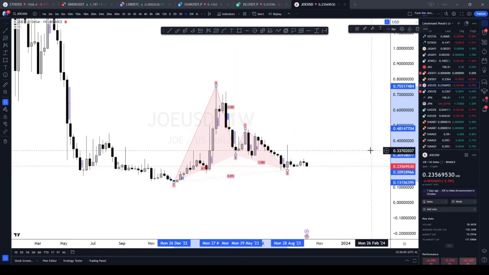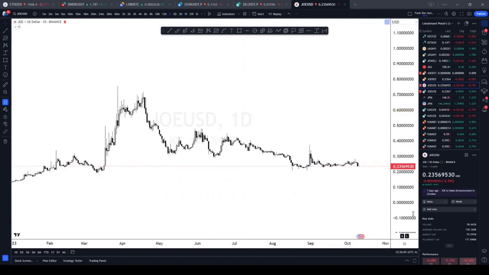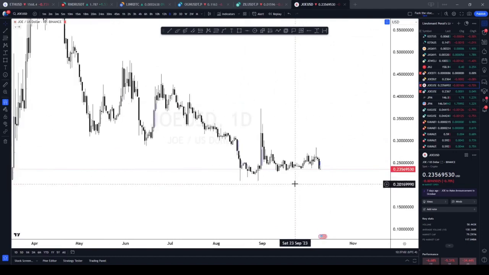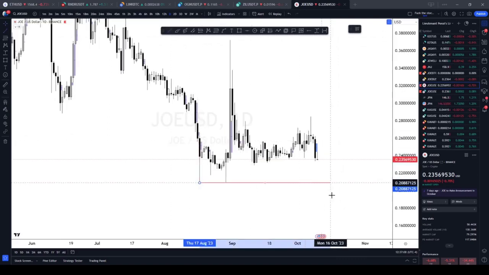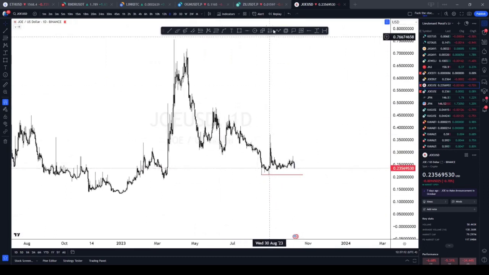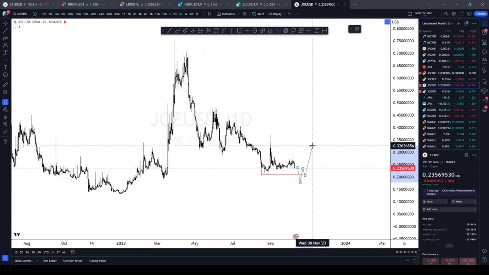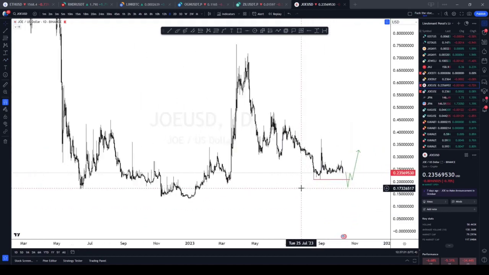Now we pretty much touched an 886, but we'll see what happens on JOE. I think JOE could maybe come down, maybe sweep some lows here. And once these lows get swept, this would be your trigger for a long. So if we come down here, sweep these lows, reclaim, could be looking for a nice move up here on JOE, and I will add on that.